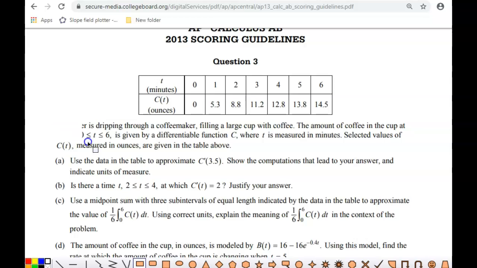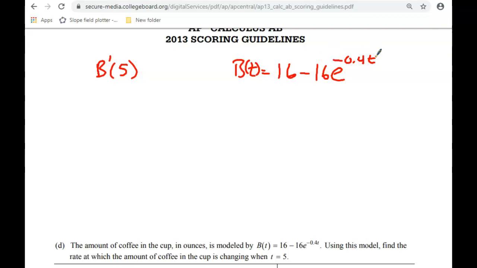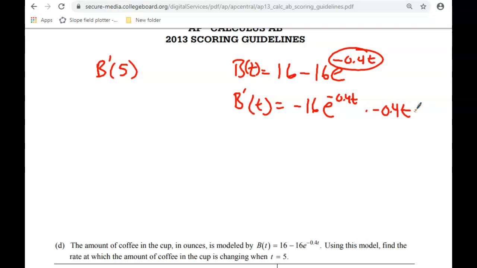We don't really need the table for this because they give us a function instead. So they're asking us to find basically B prime of 5. So you need to find the derivative of that function. If B of t is equal to 16 minus 16e to the negative 0.4t, we've got to find B prime. The derivative of 16 is gone, and then you have negative 16e to the negative 0.4t times the derivative of this, which is negative 0.4. That's a chain rule. And then basically you plug in 5.